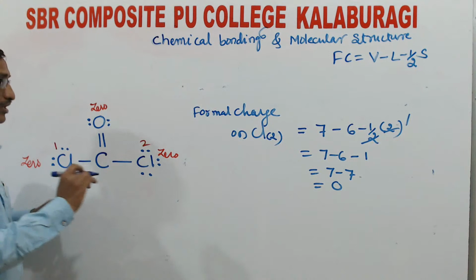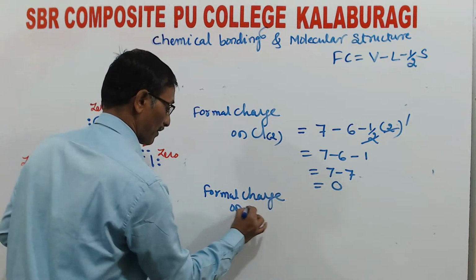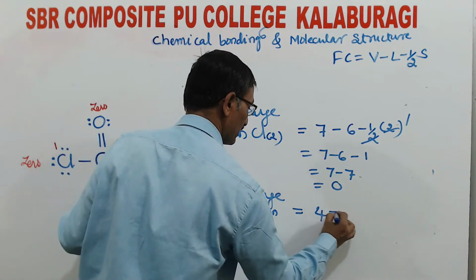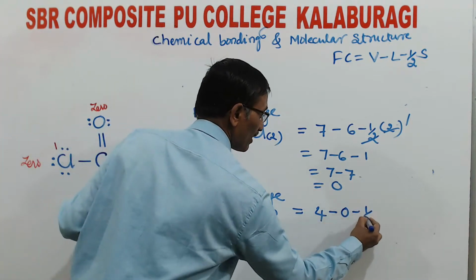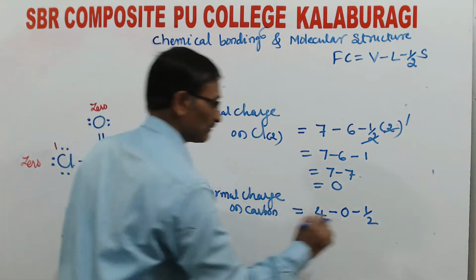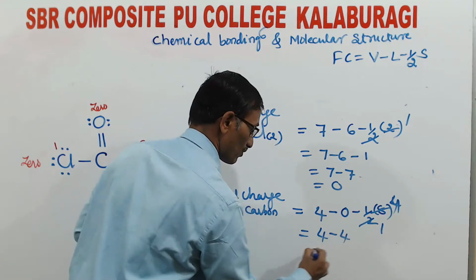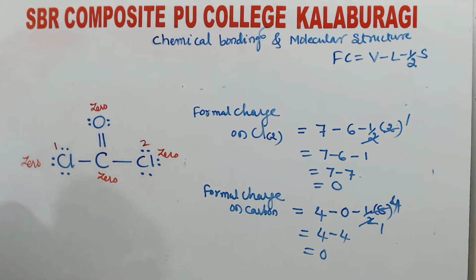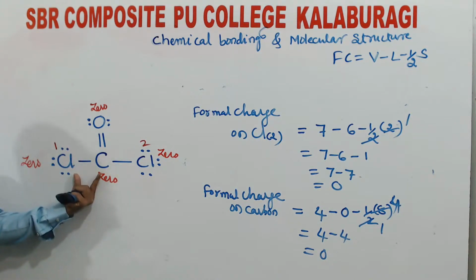What about this carbon atom? So the formal charge on carbon, only one atom, no numbering. Again 4 minus, no lone pair of electrons, let us see whether any lone pair. No, all are involved, so 0. Minus 1 by 2 times the total number of bonding electrons, 8. Half of 8 is 4, so 4 minus 4 equal to 0. What we come across is that the formal charge on each atom is 0. That one you have to remember.